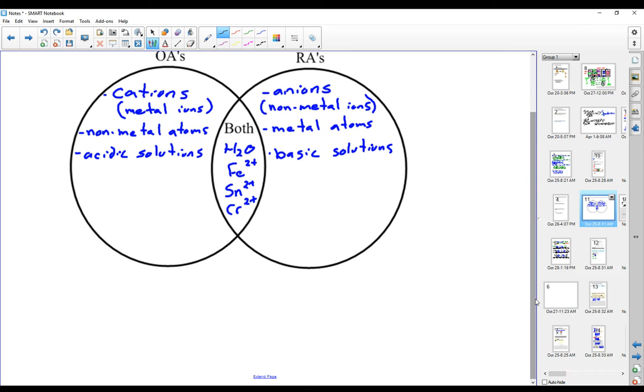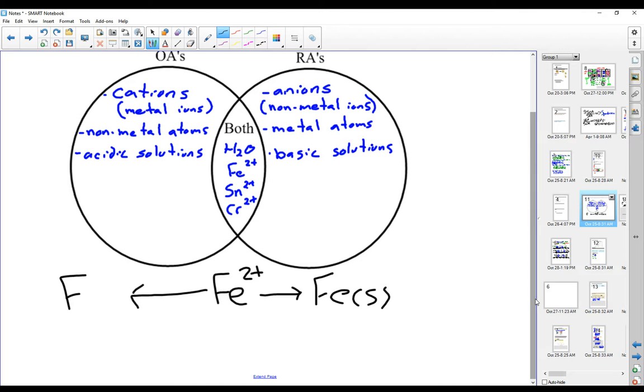And what you'll see is Fe2+. The reason Fe2+ is in that both category is because if it becomes an atom, it can become a really good reducing agent, which is Fe solid. And it can also become an oxidizing agent, which is Fe3+.